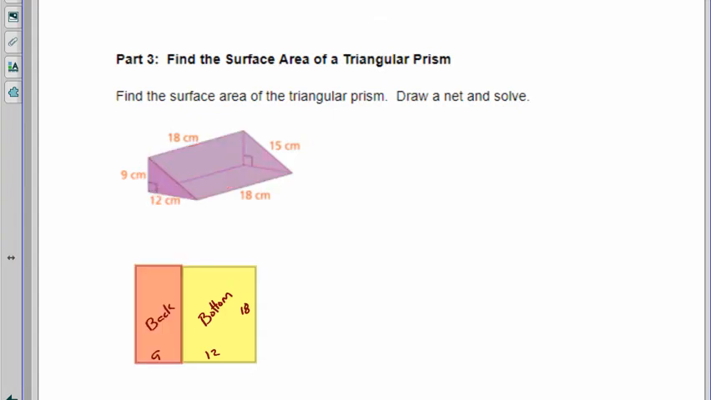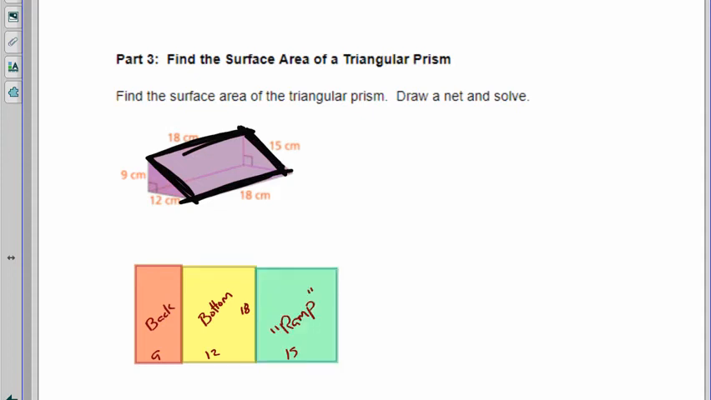So there that is. And the last rectangle I'm going to do is I'm going to unfold this ramp part, this diagonal part here. And that one is connected also at the 18 centimeter side on the other side of my bottom. And it's 15 centimeters in the other dimension. All right, now I have the front and the other back, I guess. These 2 triangles, they're going to be next.